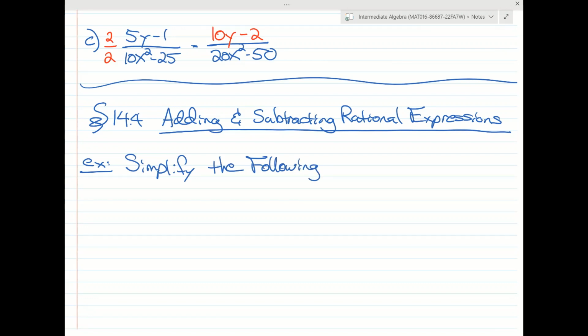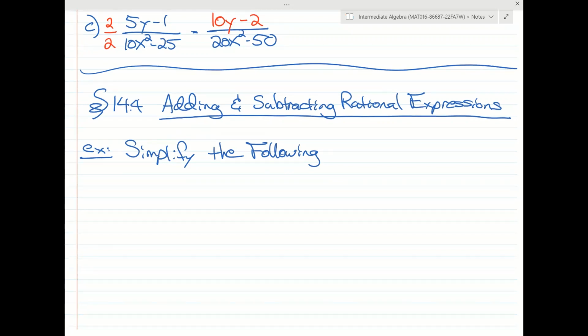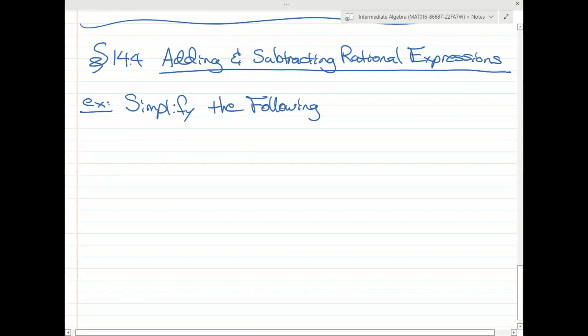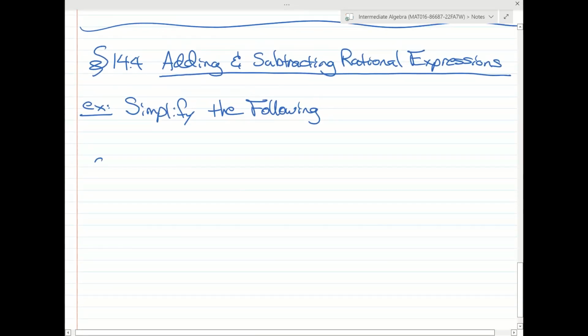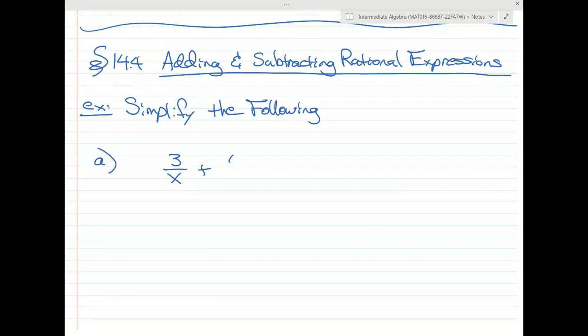What we're going to do is we're just going to extend what we did in the last section. We'll find the LCD. We'll make all the denominators be the LCD, and then we'll combine our fractions. So let's take a look. What if we had 3 over x plus 4 over 9x squared?